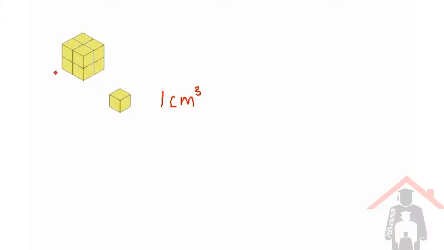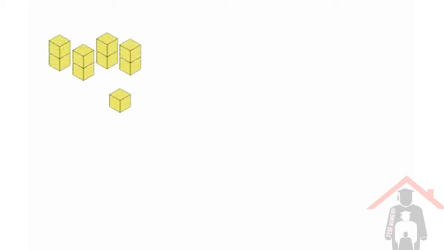To find the volume of this cube, what we need to do is work out how many of these will fit into it. If I take the cube apart, I can see that it's made up from 8 of the smaller cubes, so we say it has a volume of 8 centimetres cubed.